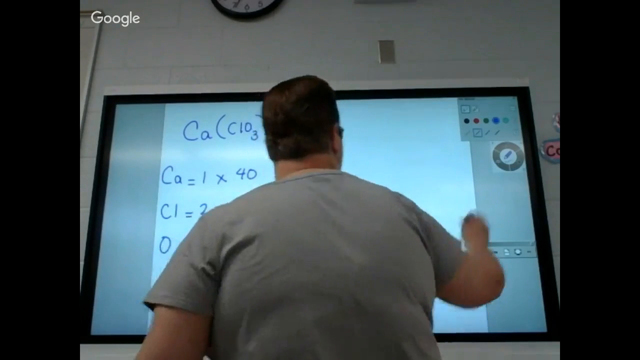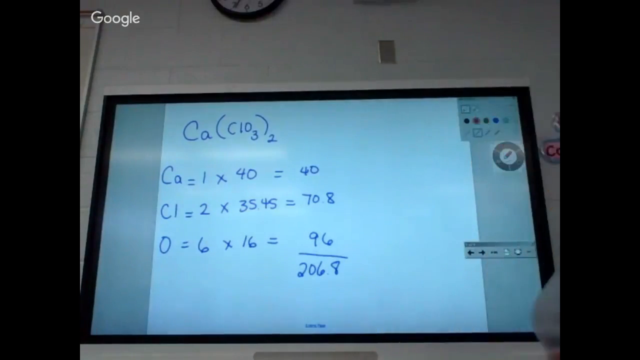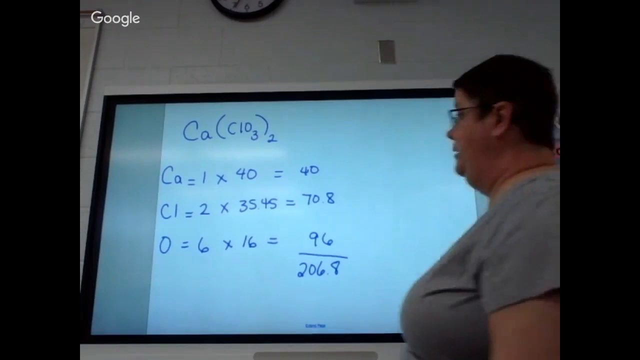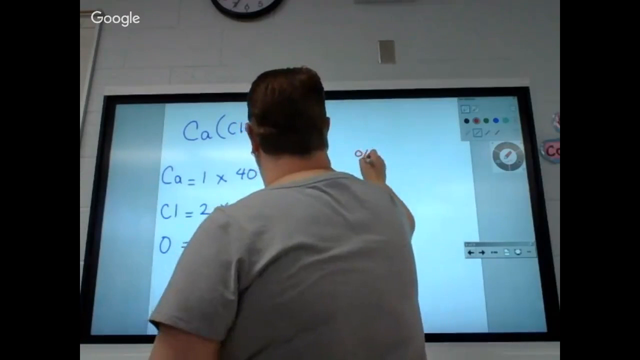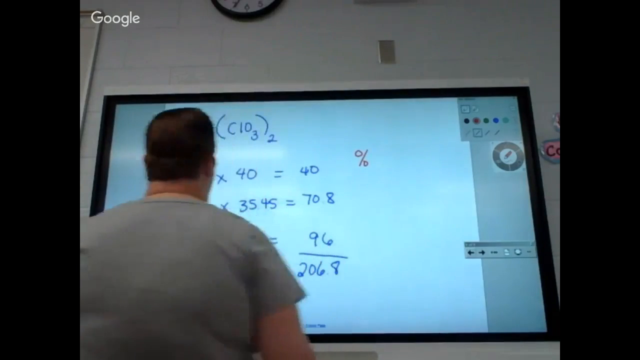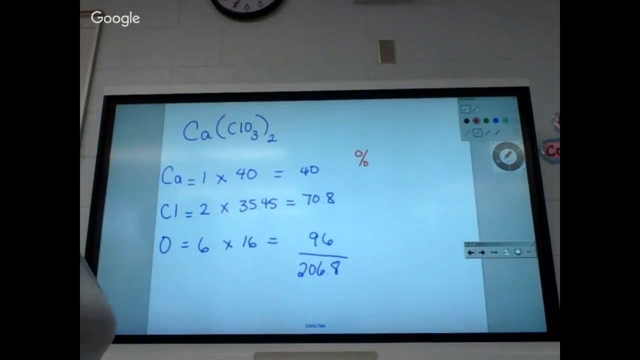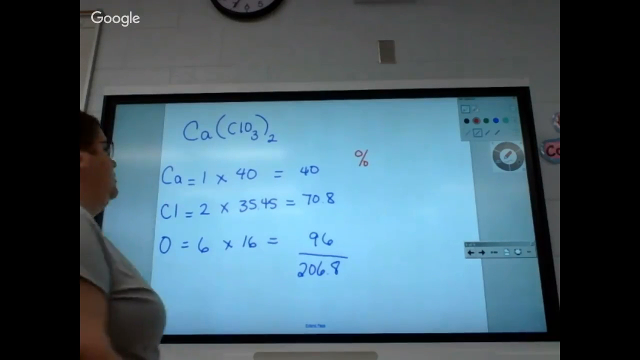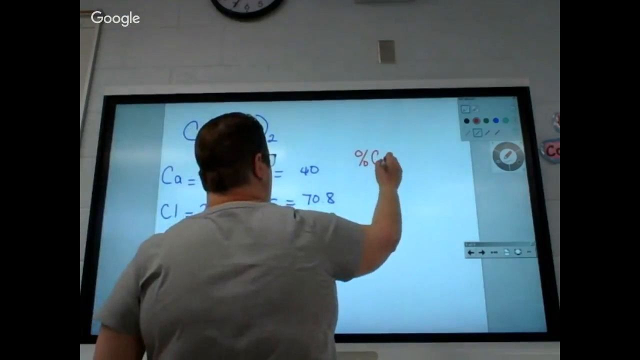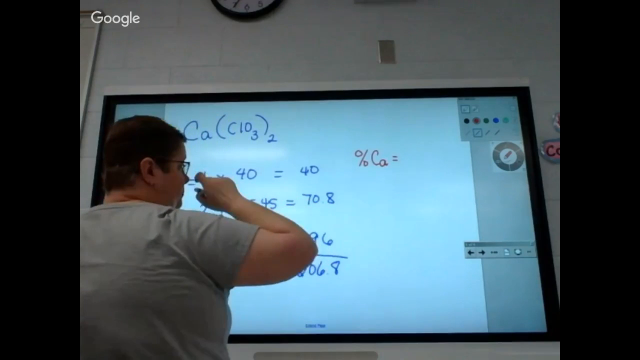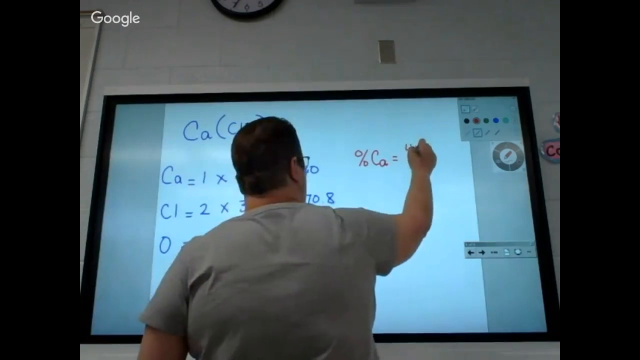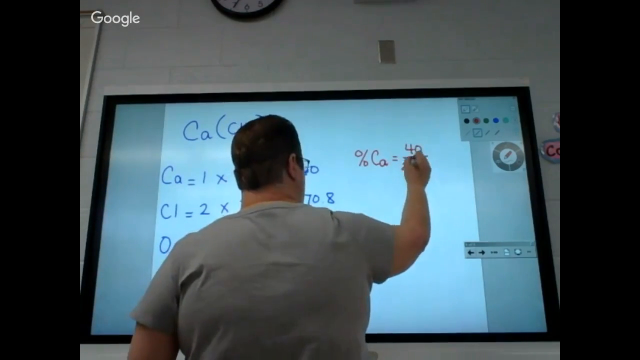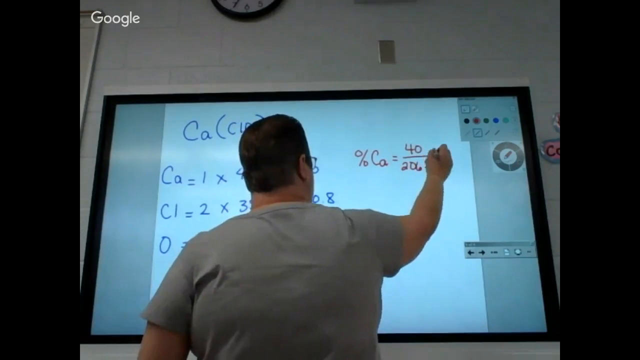So, how many percents would I have this time? You have 3, because you got 3 different elements. Sometimes the question may just say, find the percent of chlorine, and you'll only do 1. But if they don't tell you, you need to do all 3. So the percent of calcium, what goes on top? Over 206.8 times 100.